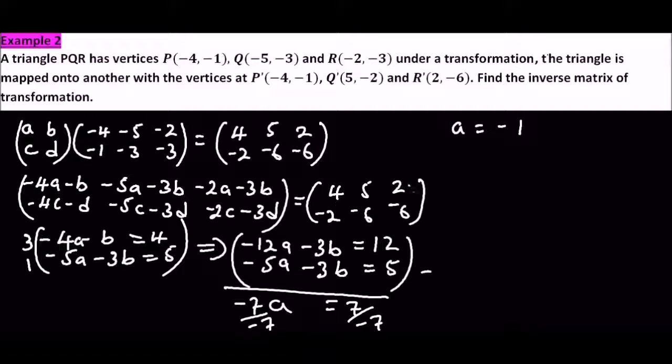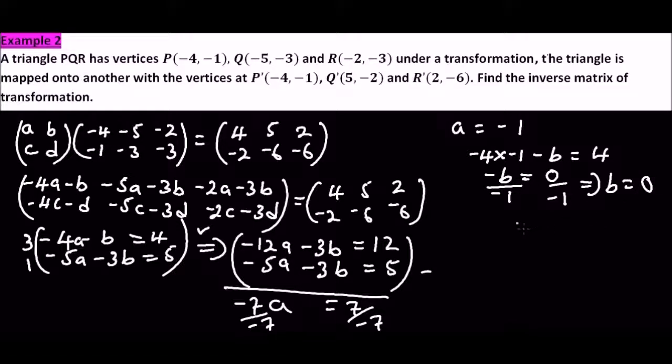So we substitute our a in one of these equations. So we have minus 4 times minus 1, which is the value of a, minus b, is equal to 4. So this is 4 minus b equals 4. We take 4 to the other side, and this will be 0. Divide by minus 1, and you find that b is equal to 0. So once we get b, we can now go ahead and solve the other equation.